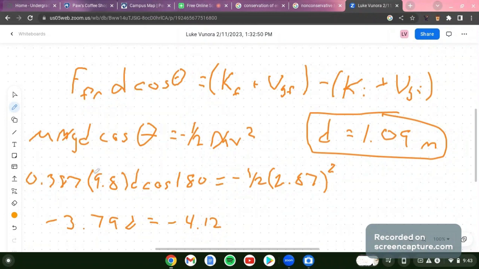Then you plug in your numbers. You have your coefficient of kinetic friction. You also cross out the m's to make it simple. So you have your coefficient of friction, your gravity, the angle, and your velocity. This simplifies down, you do the maths. Negative 3.79 d equals negative 4.12, and that solves to 1.09 meters for the distance.